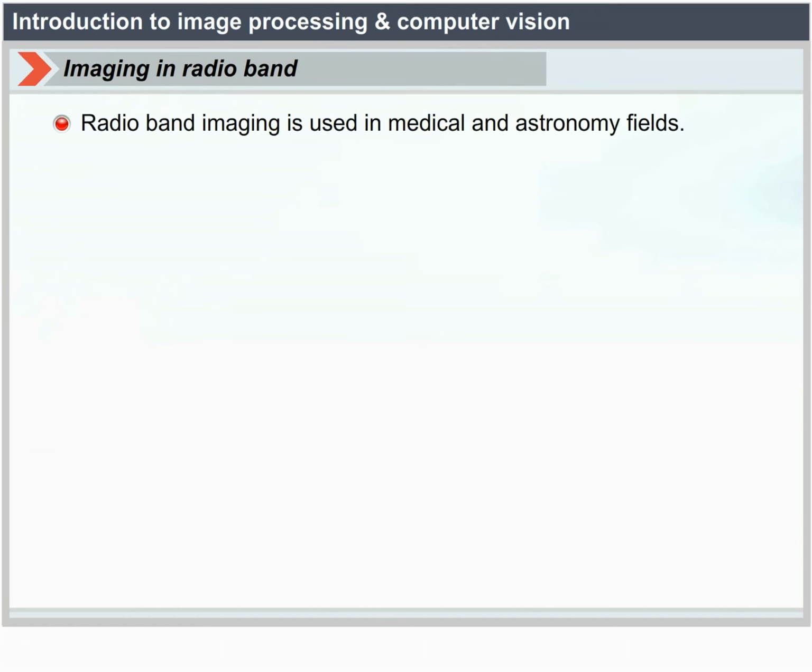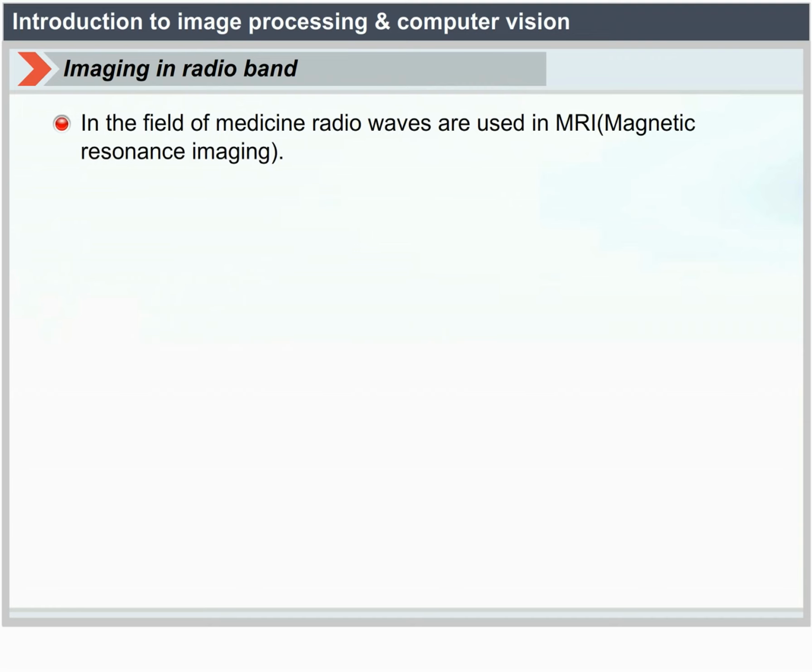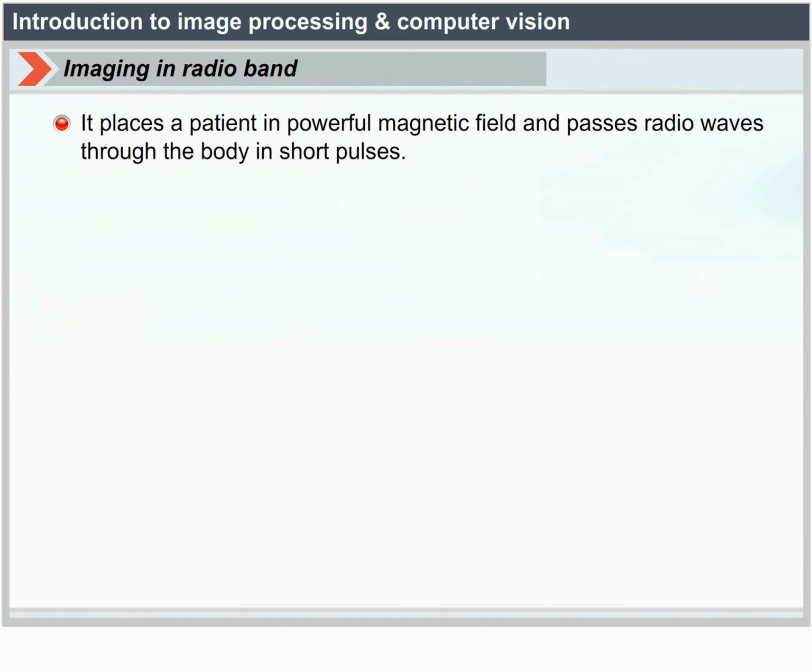Imaging in the radio band. Radio band imaging is used in the medical and astronomy fields. In medicine, radio waves are used in MRI, magnetic resonance imaging. It places a patient in a powerful magnetic field and passes radio waves through the body in short pulses.